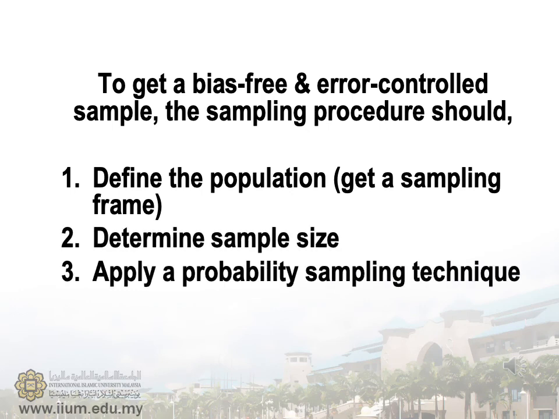In other words, to get a representative sample, which is bias-free and error-controlled, a researcher should 1. Define the population, and make sure it is accompanied by a sampling frame. 2. Determine sample size. 3. Apply a probability sampling technique.